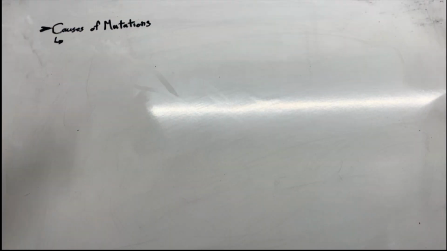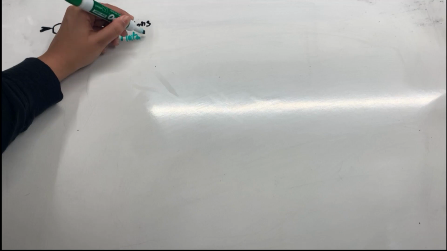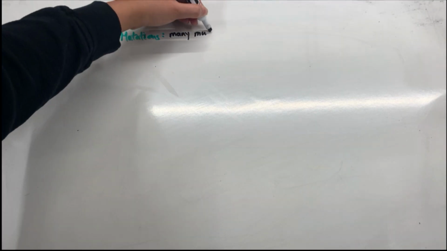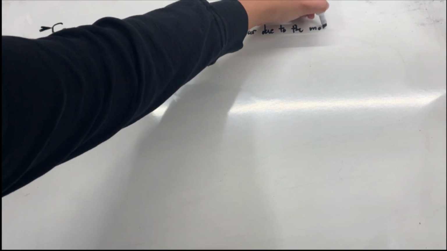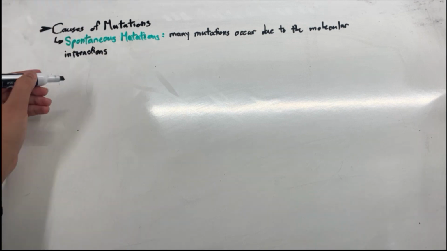Now that we have covered the different types of mutations, we must understand how these mutations actually occur. When we're looking at spontaneous mutations, many occur due to the molecular interactions that occur naturally within the cell.